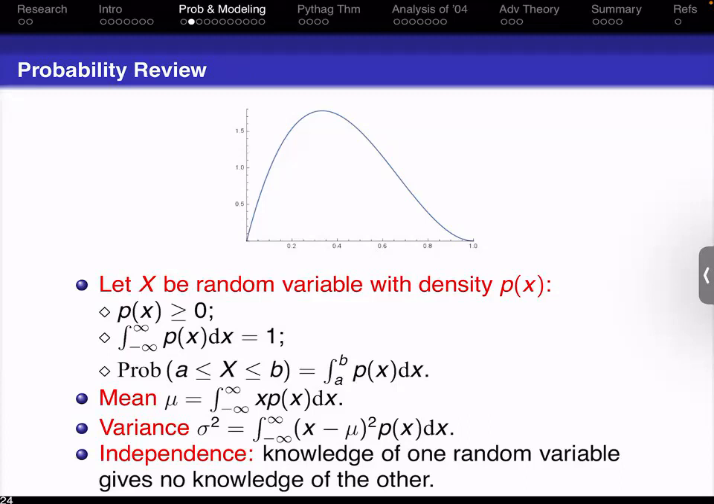How many people have seen Showcase Showdown on The Price is Right, where you have the big wheel and you spin it and you have two tries and you want to get as close to a dollar as possible? Are the two spins independent? Supposed to be. I claim they are not.